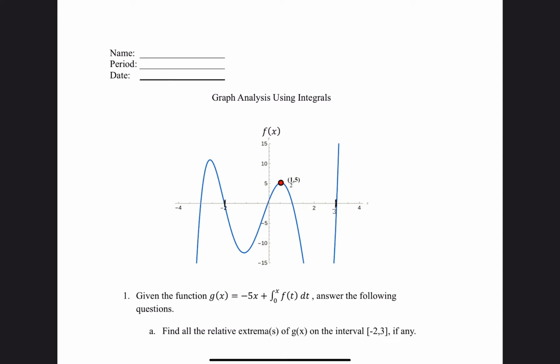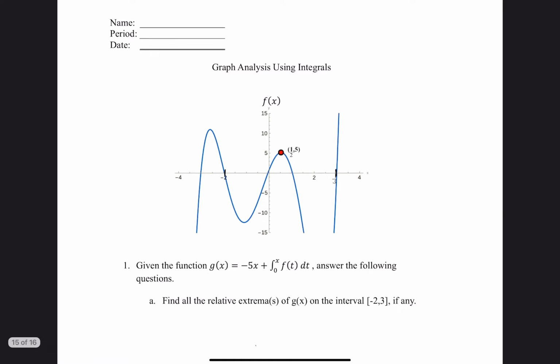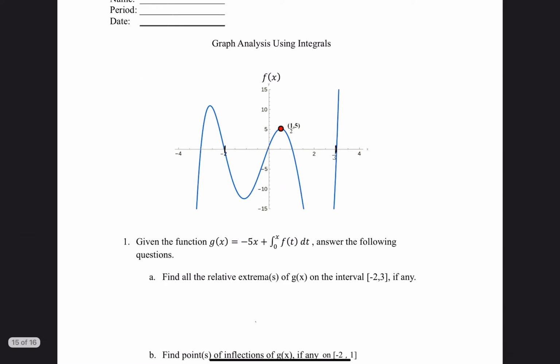Number 1 says, given the function g of x equals negative 5x plus the integral from 0 to x of f of t dt, answer the following questions. And then A reads, find all the relative extrema of g of x on the interval negative 2 to 3, if any. You can see that we outlined the interval on the graph right here.